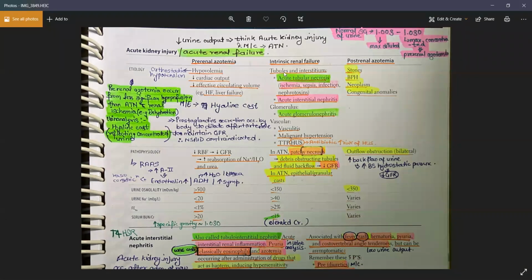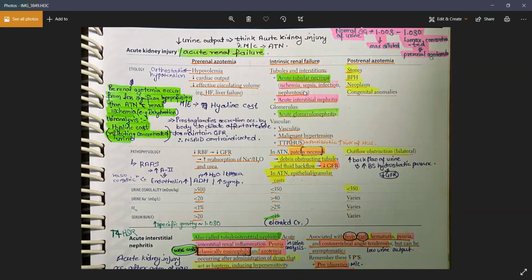Now the second is intrinsic renal failure. In all of these conditions, you will be having a damage inside the kidney, not before the kidney, not after the kidney, but inside the kidney. Okay, it can happen because of a tubular damage or an interstitium damage. That's exactly what happens in the acute tubular necrosis. You will have a necrosis of the tubules, and as a result, the tubules are not functional now.